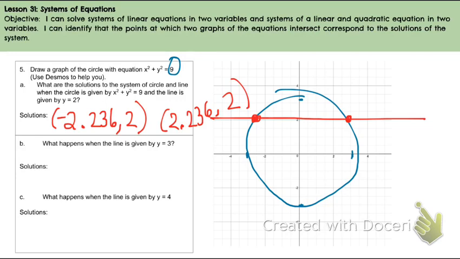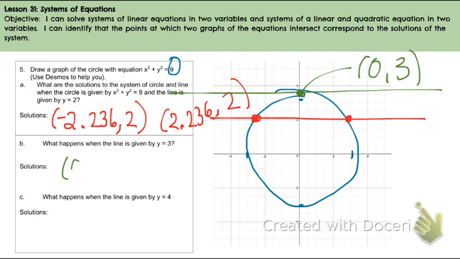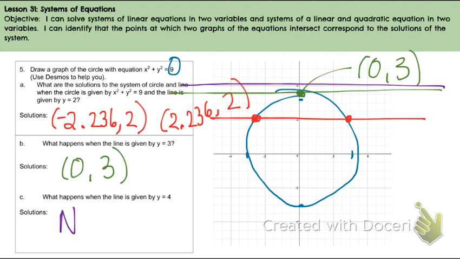So what happens now when the line is given by y equals 3? Well, remember our radius was 3, so it's just going to, boom, I know my drawing is terrible, but if my drawing was better, it would only hit in one spot, and that's when x equals 0 and y equals 3. And how about if y equals 4? Well, that's way up here. That's above even my ugly circle. There's no solution right there.